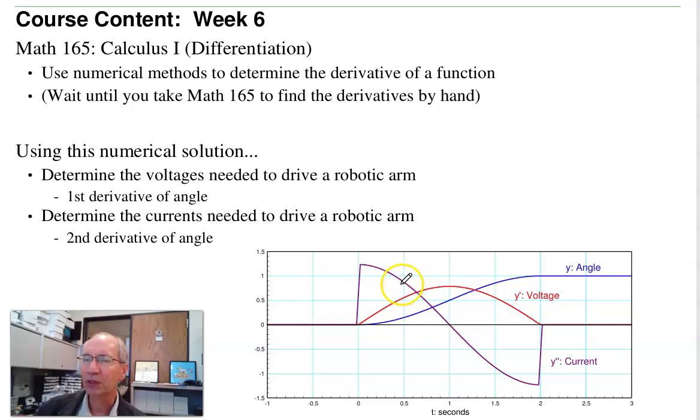And if I don't like those, I can change the path. That's called path planning. How do I go from point A to point B along different paths? And what do they mean in terms of voltage and current, first derivative, second derivative?